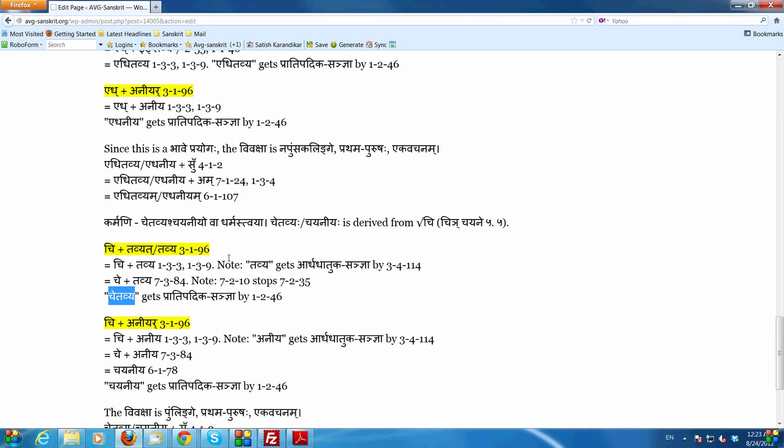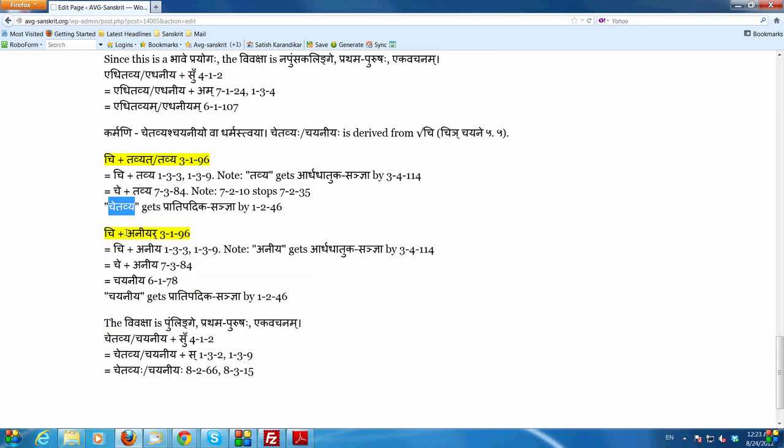And in this case it is qualifying dharmaha, it's karmani. Dharma is the object of the accruing. So it is karmani, means it is qualifying dharmaha. Dharma is a masculine noun in this case. So we have to say chetavyaha. This is declined like Rama Shabdaha. So we simply take chetavya, add the pratyaya su, and so on.